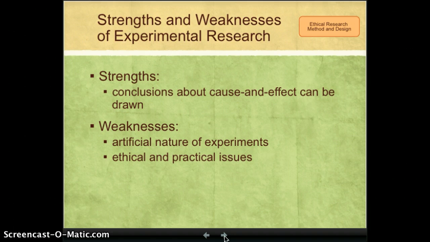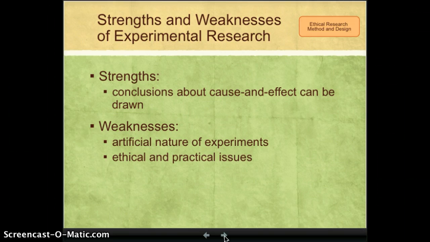So in conclusion, there are several strengths to experimental research. The biggest strength is that this is the only research design where we can begin to draw conclusions about cause and effect relationships. The weaknesses of experimental research is that sometimes, because we have so much control over so many variables, they can sometimes be artificial. You can have an effect that you only see in the laboratory but not in real life.